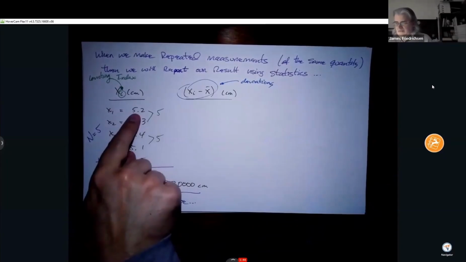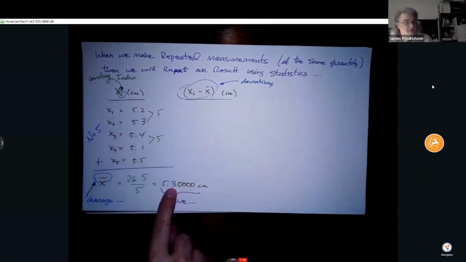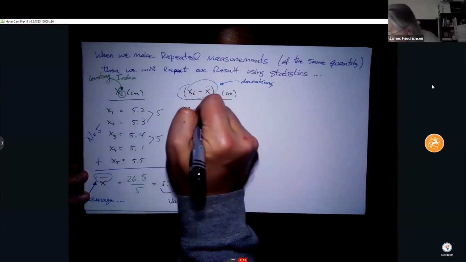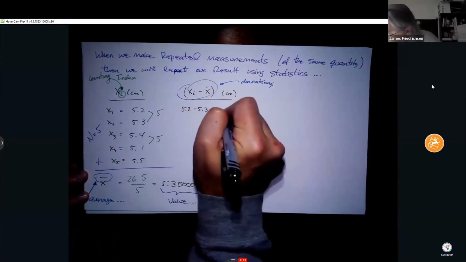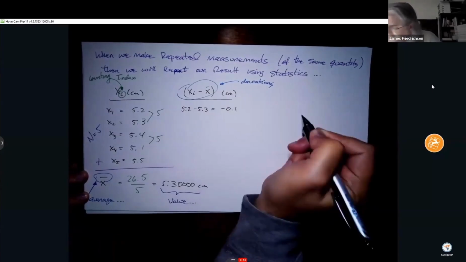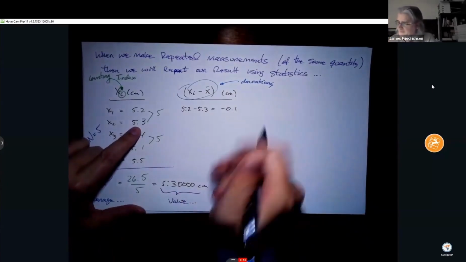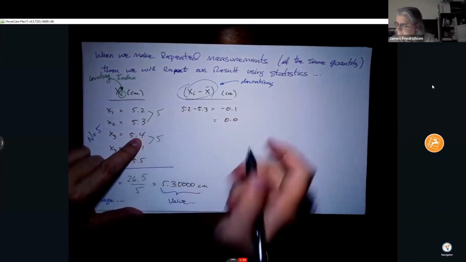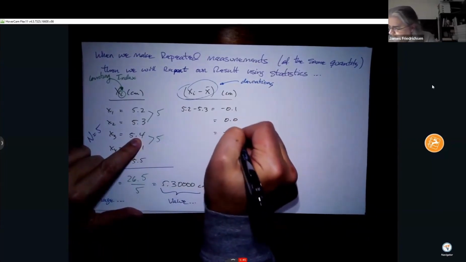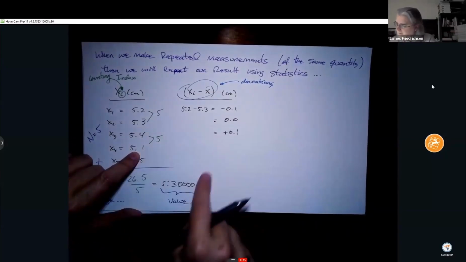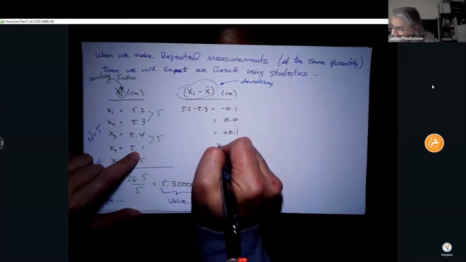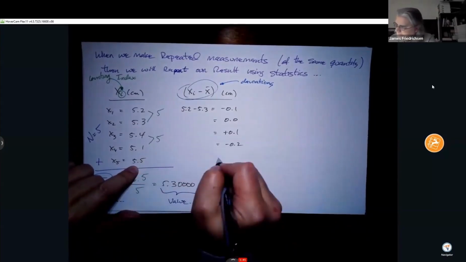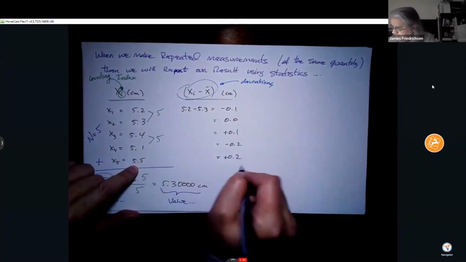And so we'll take 5.2 minus 5.3. I'll write this first one down, but I'm not going to write them all down. So what we get is negative 0.1. 5.3 minus 5.3, this will be 0. 5.4 minus 5.3 is going to be plus 0.1. 5.1 minus 5.3 is going to be minus 0.2. 5.5 minus 5.3 will be plus 0.2.